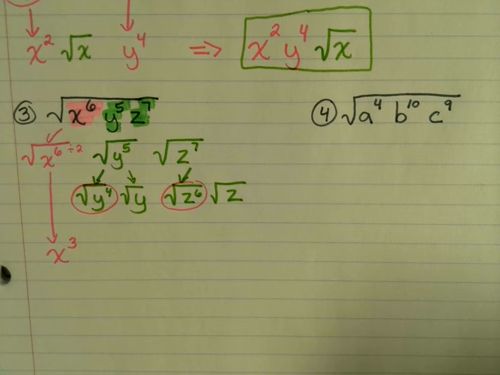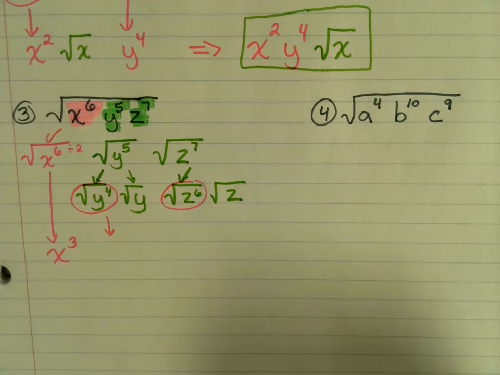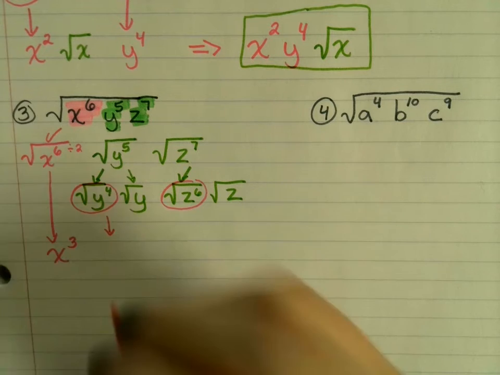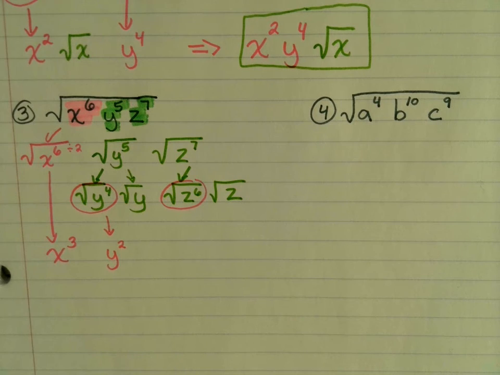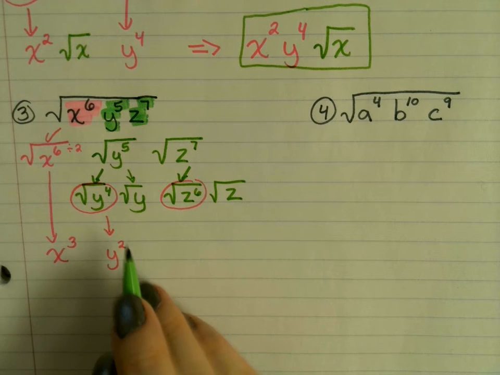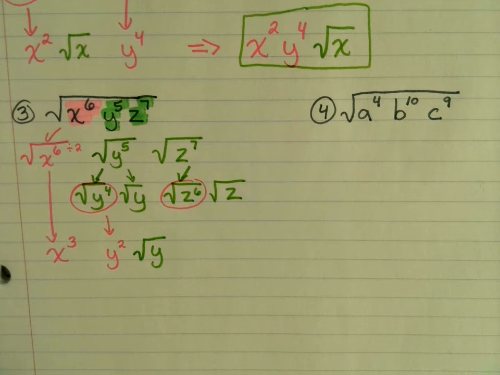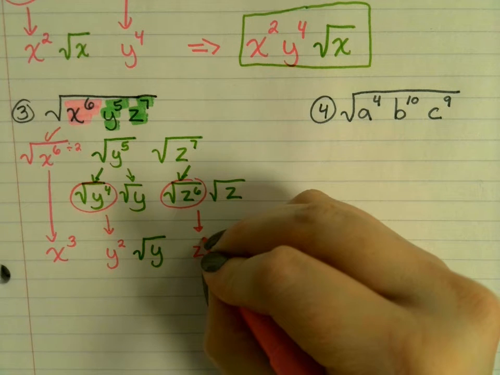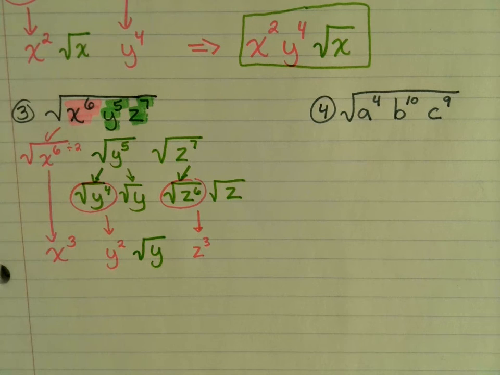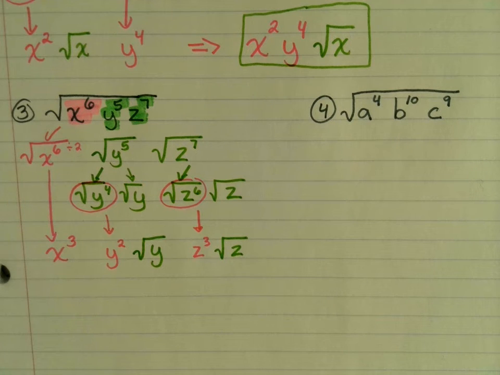What is the square root of y to the 4th going to give me? Y to the 2nd. Devin, you are on fire today. So you're going to have y to the 2nd, and then that square root of y is going to come on down. And then what is the square root of z to the 6th going to become? Z to the 3rd. And then the square root of z is going to come on down. That's a good thing, Devin, what I said. That's a good thing, okay?